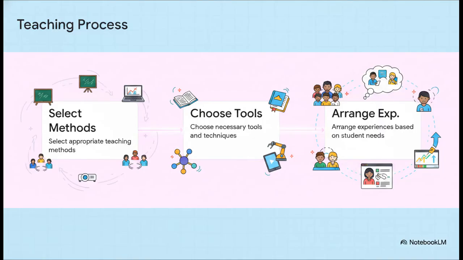And this brilliantly illustrates the second principle, improving the teaching-learning process. Once you understand the student, you can apply that knowledge directly to how you teach. It's a super logical 3-step flow. First, you select the appropriate teaching methods. Second, you choose the necessary tools and techniques, maybe using a physical model instead of just a standard textbook. And third, you arrange the learning experiences strictly based on the needs and interests of those students. It completely takes the guesswork out of lesson planning.